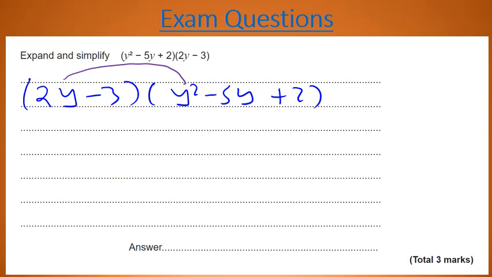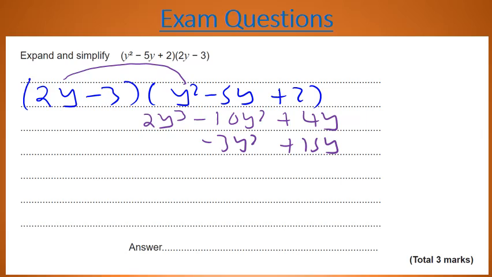So 2y times that will be 2y cubed. 2y times by 5y will be negative 10y squared, and 2y times by 2 will be your plus 4y. Now we're going to multiply the second bracket by a negative 3, so that just simply becomes negative 3y squared. A negative and a negative is positive, so that becomes 15y, and negative 3 times 2 becomes your negative 6.